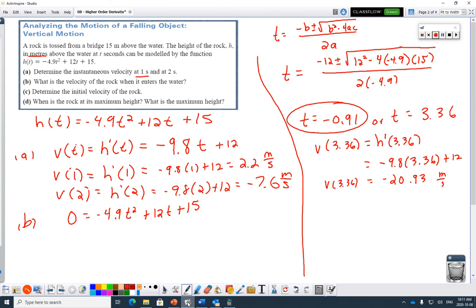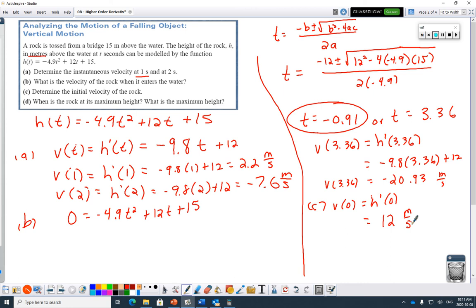Well, that was B. Am I going to have enough room for C and D here? C, initial velocity of the rock. V at 0. Now, initial means plug in times 0. So I want H prime at 0, which is 12 meters per second. When I sub that into the V equation, where was the 12 in the initial equation? Right here. The initial velocity is in that equation sitting right there.